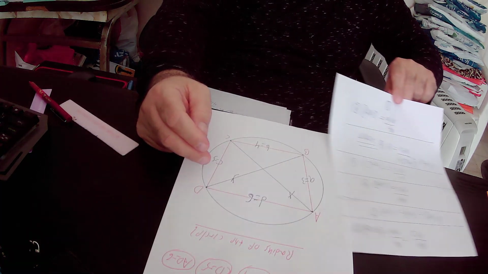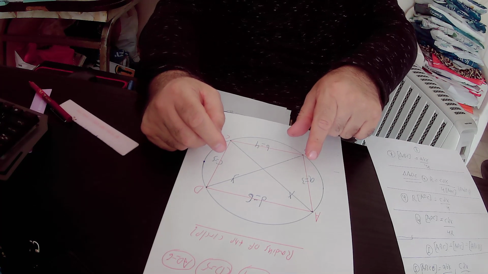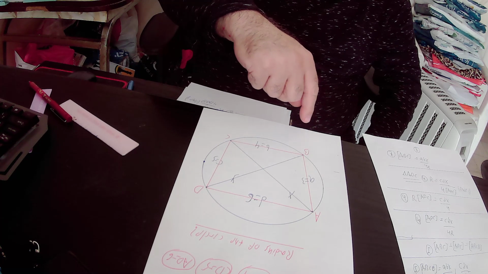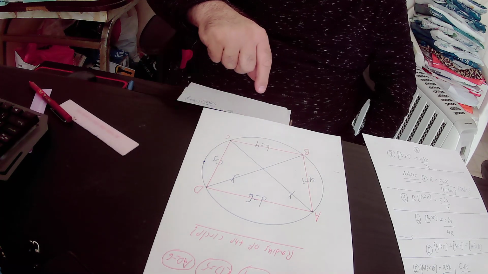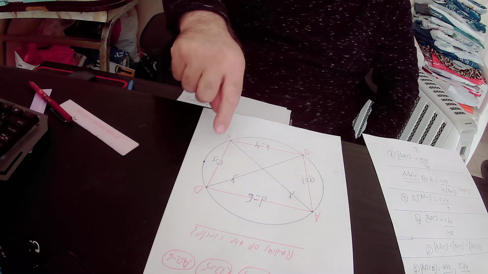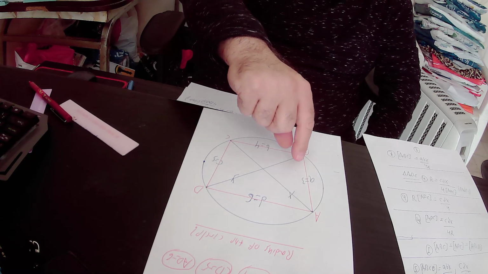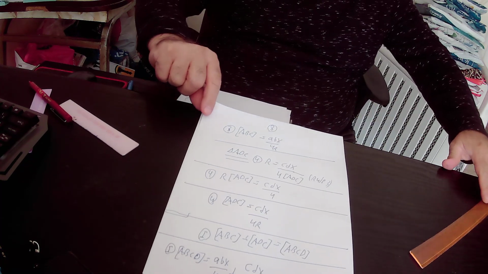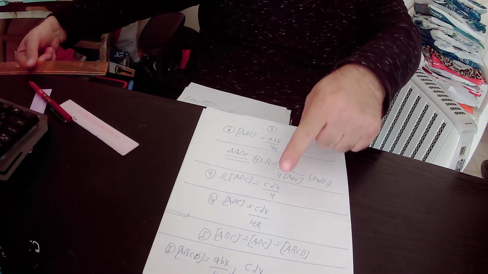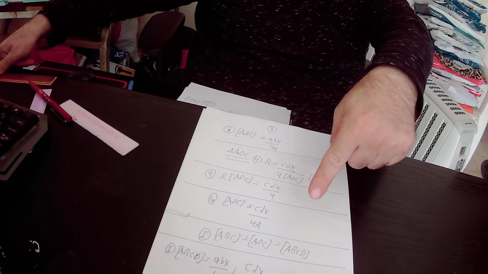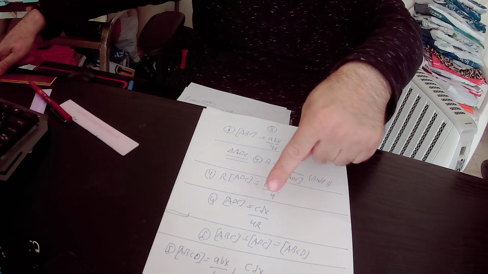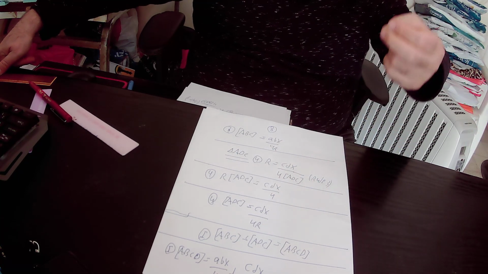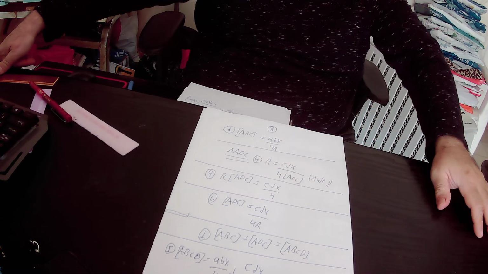But as you can see from the drawing, if we combine triangle ABC with triangle ADC, we will get the quadrilateral ABCD. Therefore, the area of quadrilateral ABCD will be equal to the area of triangle ABC plus the area of triangle ADC, because quadrilateral ABCD consists of those two triangles.